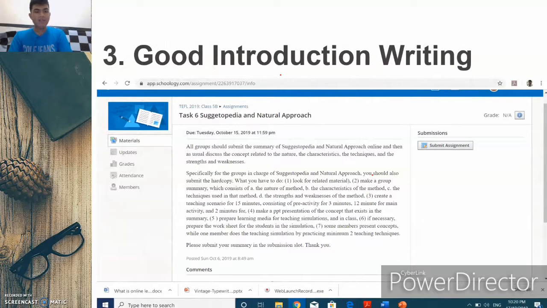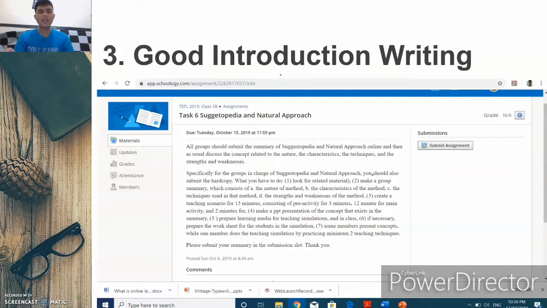Next, what makes a good introduction in an online course? This is one of the examples. It should be clear and concise. As we can see in the example, all groups should submit a summary of the Suggestopedia natural approach online, and then as usual discuss the concept related to nature. It's very strict, to the point where there's no chance for students to misinterpret what we are telling them.